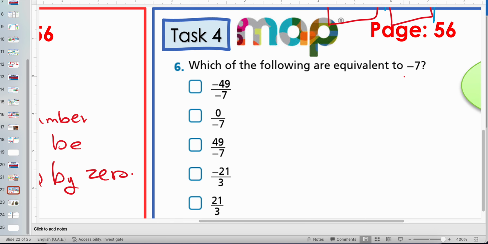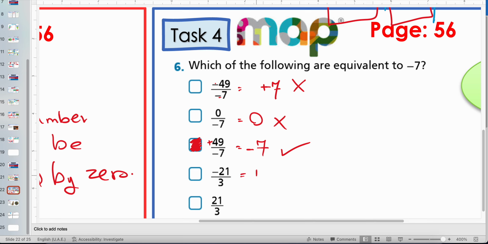Which of the following is equivalent to negative 7? Let's do it. 49 divided by negative 7 is 7, but negative with negative is positive, so it's not correct. 0 divided by anything is 0, without a sign, so it's not correct. 49 divided by 7 is 7. Positive with negative is negative. That's correct, so this is an answer.